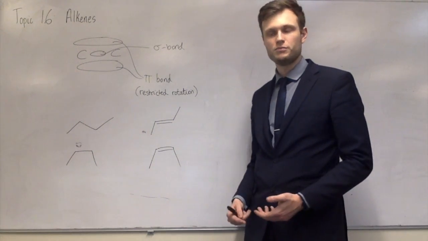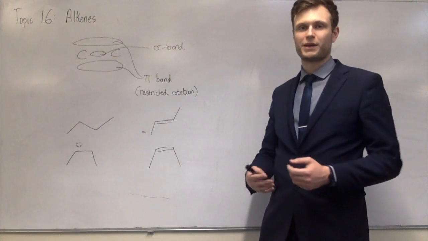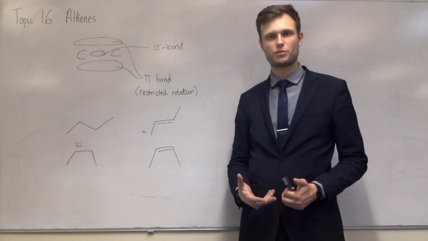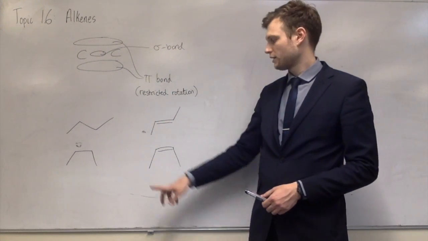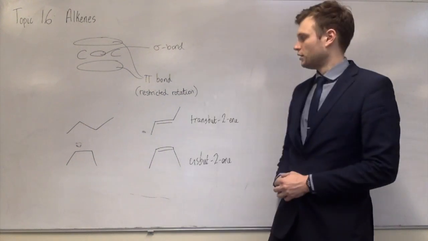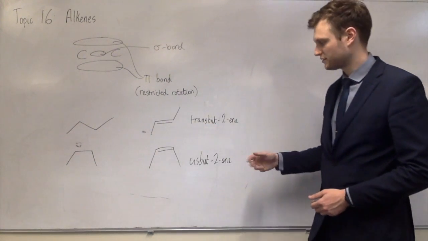Now luckily, naming them is quite a lot easier than explaining why they exist. If the two groups are on opposite sides of the double bond, that's called trans. If the two groups are on the same side of the double bond, that's called cis. So this is trans-but-2-ene, and this is cis-but-2-ene.